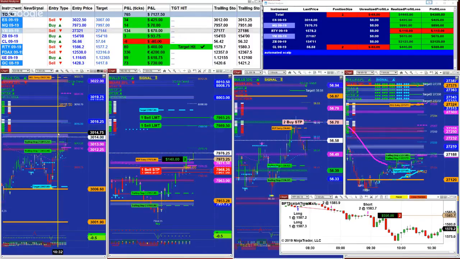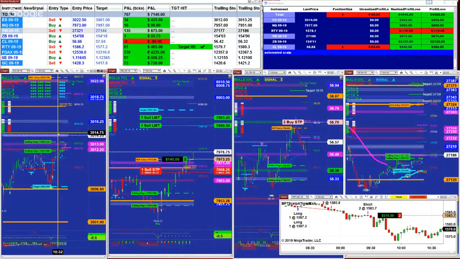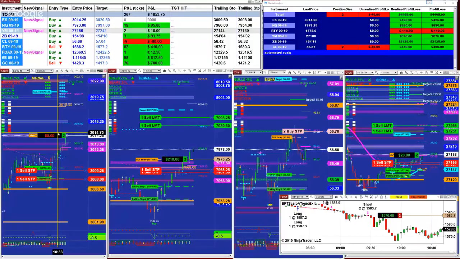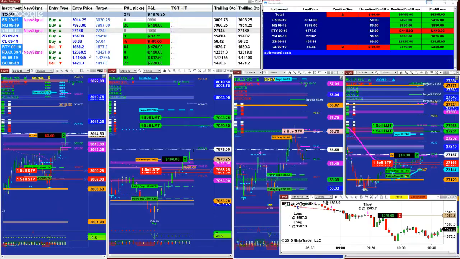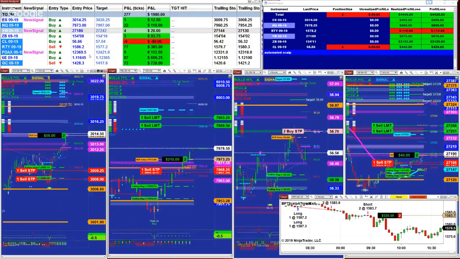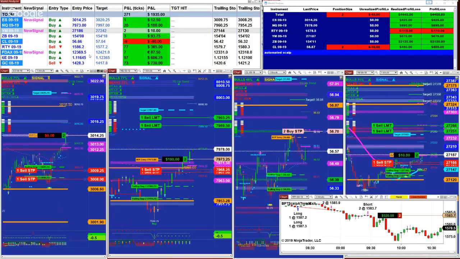We are about to have a new signal also on the YM. We are waiting. Oh, there we go. Okay, new signal on the ES 314.25. YM new signal 27,186. DAX buy at 3695. So this is the story right now. And we are about to have a new signal on the Russell.